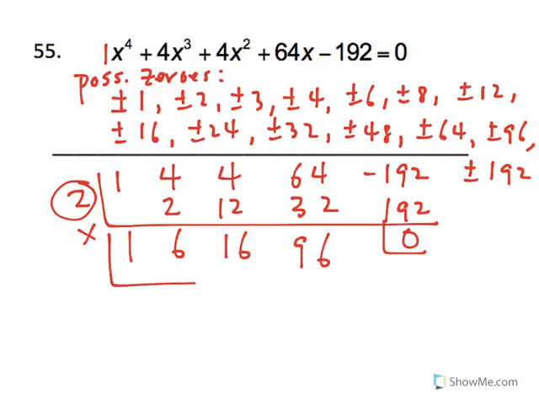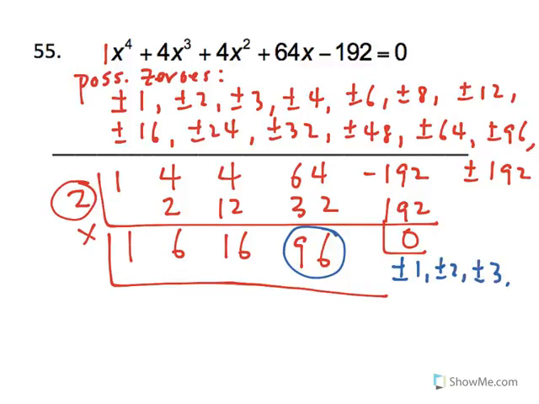So far we have one of the factors is x minus 2. We're just going to continue because we still have x to the 4th right now. Since we have the coefficients here, we're going to test the possible zeros again, this time based on 96. The factors of 96 are 1, 2, 3, 4, 6, 12, 24, 48, and 96. So those will be all possible zeros of the new set of coefficients.